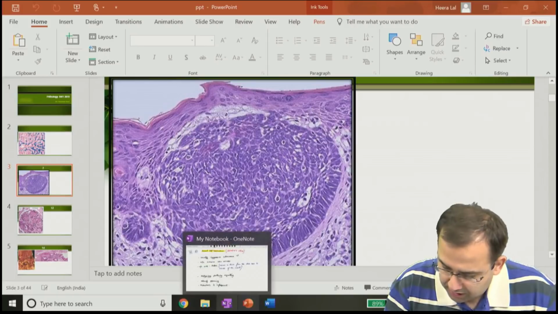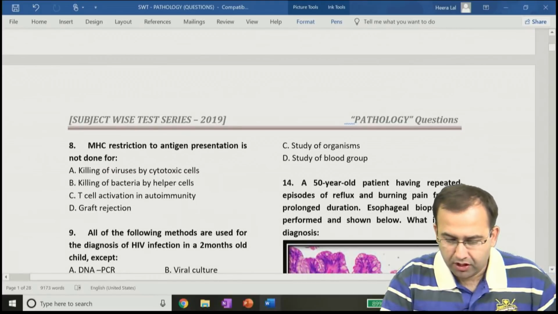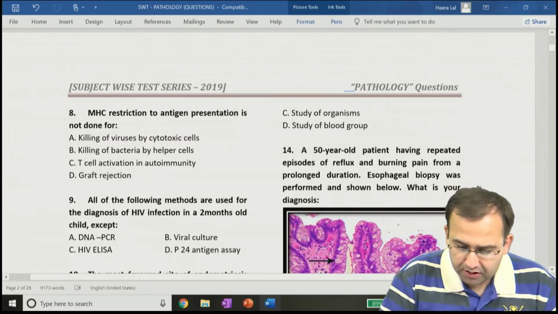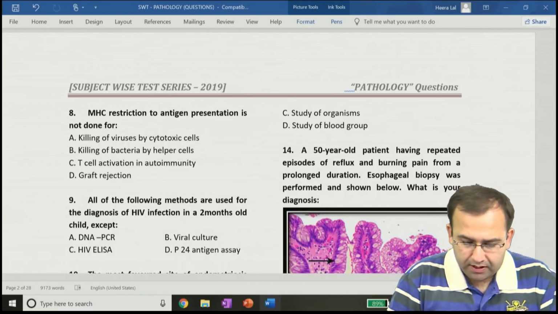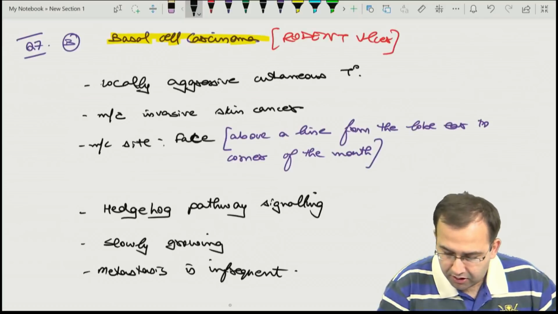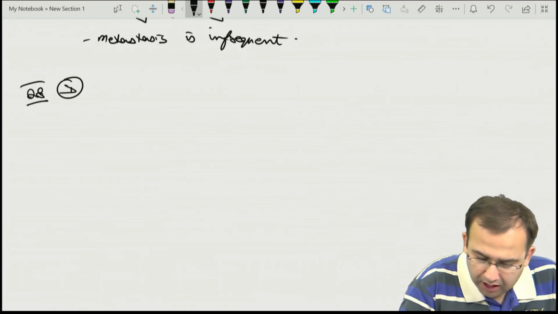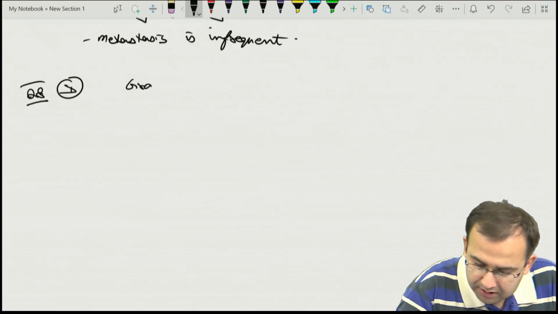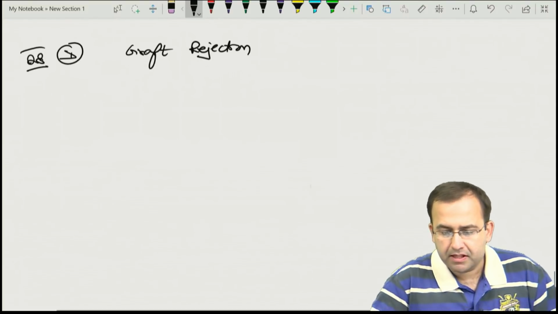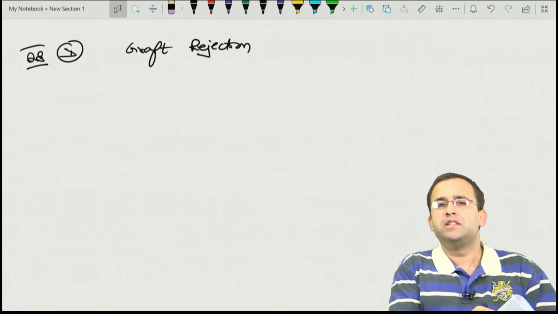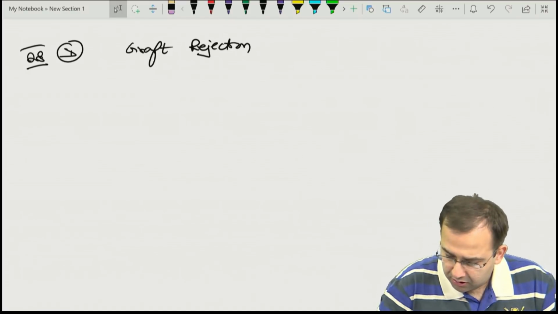cleft. Basal cell carcinoma. Next, this gets us to question 8: MHC restriction to antigen presentation is not done for, and the answer is D, that is graft rejection. Question number 8. The answer is D, graft rejection. MHC, major histocompatibility complex, is used for killing of virus by cytotoxic cells.